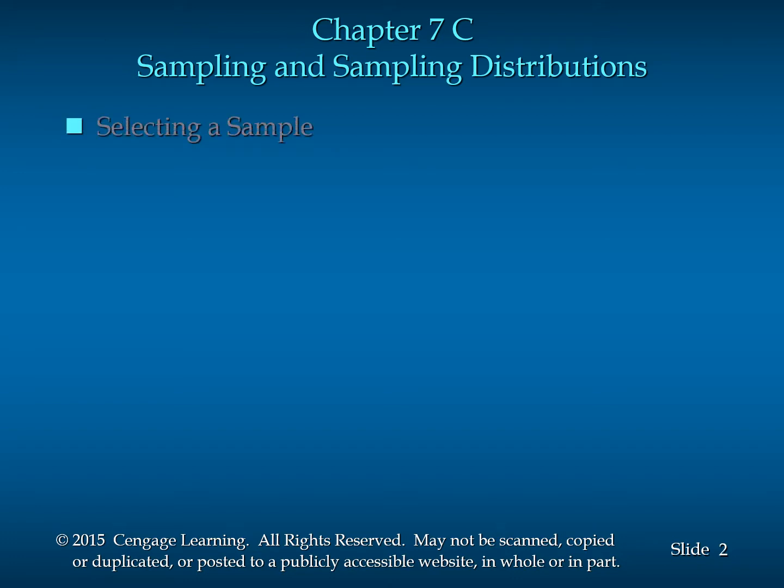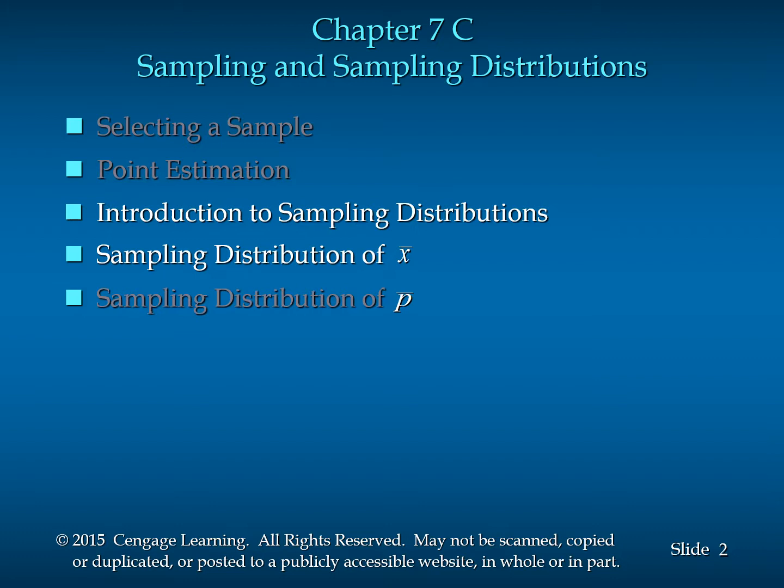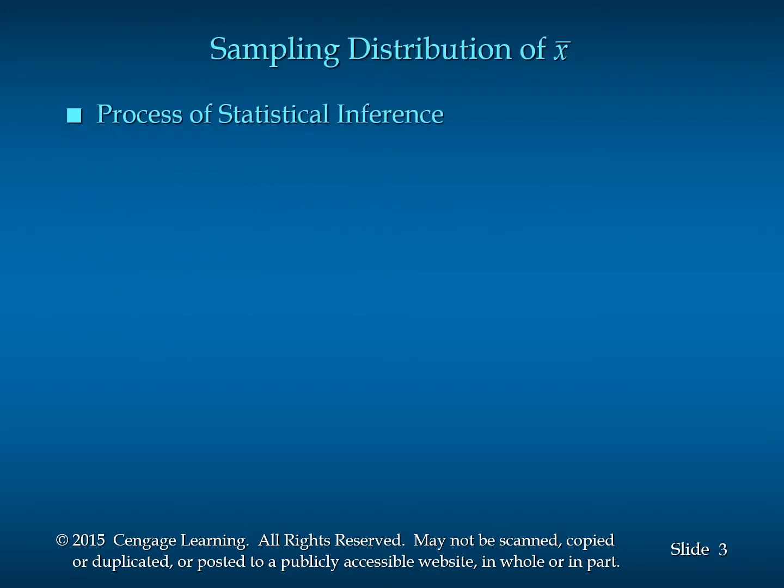In this third lecture from Chapter 7, we get to the heart of statistical inference. We will introduce sampling distribution. This lecture will be a little longer than most to ensure that we explain the concept sufficiently. This diagram is a reminder of the process of statistical inference.